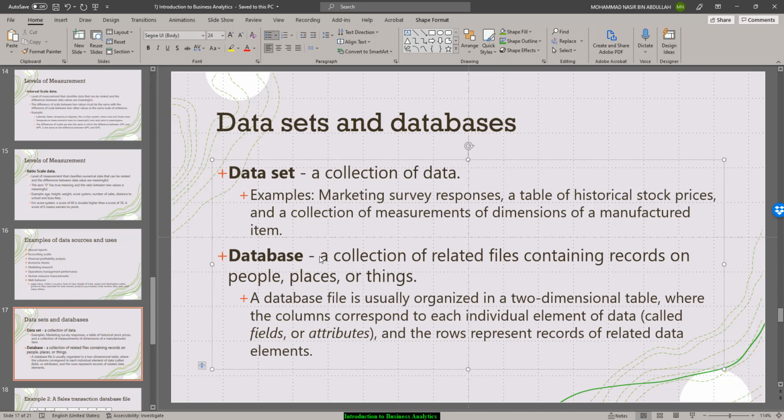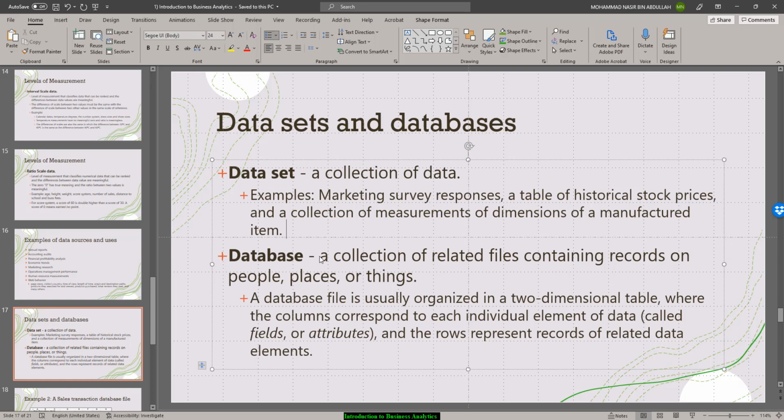Okay, now let's look at database. What is the definition of database? Database is a collection of related files containing records on people, place or things. So a database may have a lot of data sets. Means that ada dataset 1, dataset 2, dataset 3, banyak dataset dalam satu database. So dia a collection of dataset lah. Ada banyak file of data.